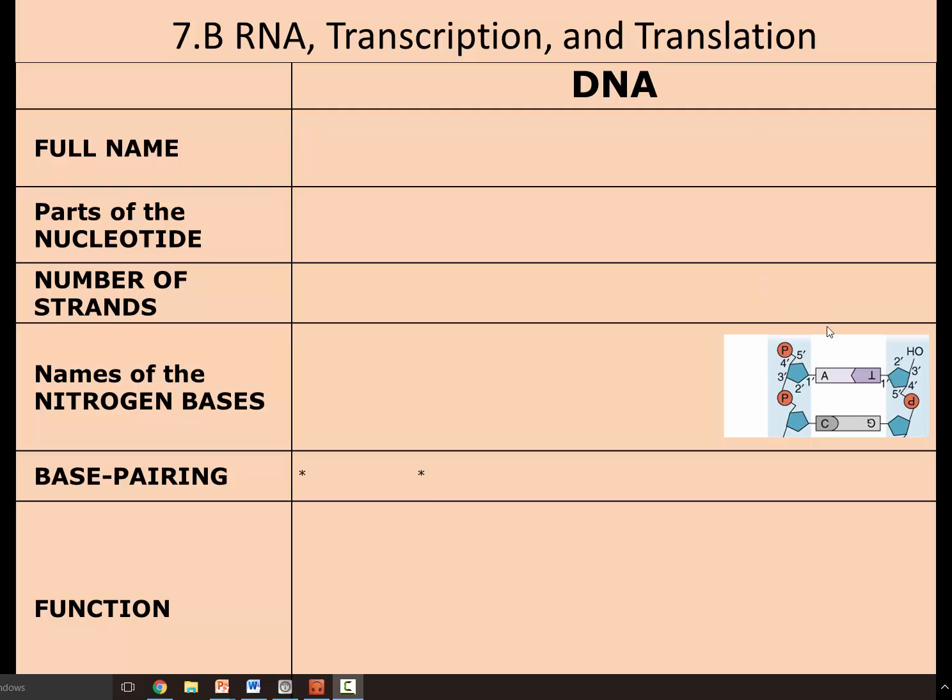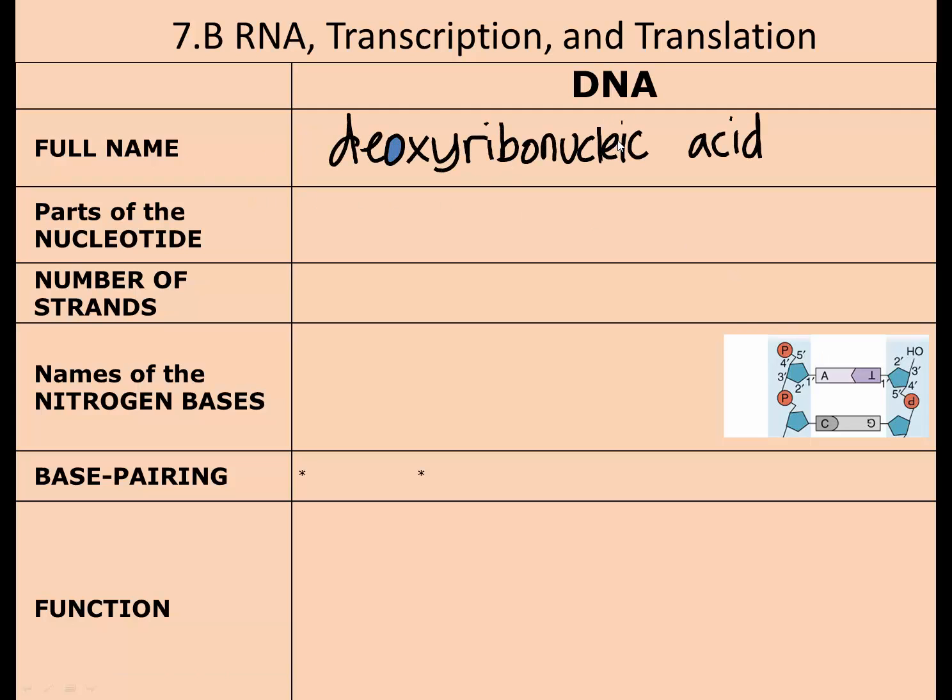If you take a look at this picture, if you remember, we have a 5'3' strand and we have a 3'5' strand. And it's important to remember this because when we actually do the transcription, turning DNA to RNA, we're going to use the 3'5' strand because we really want the RNA to be a 5'3' strand. And remember, the full name for DNA is deoxyribonucleic acid.